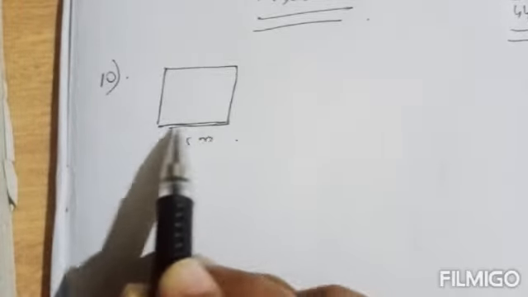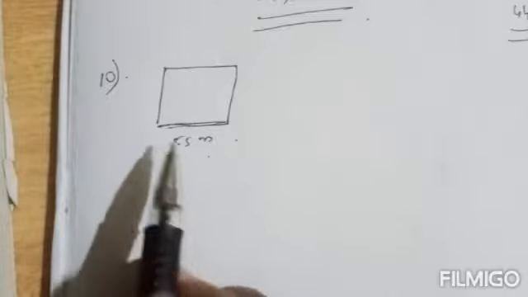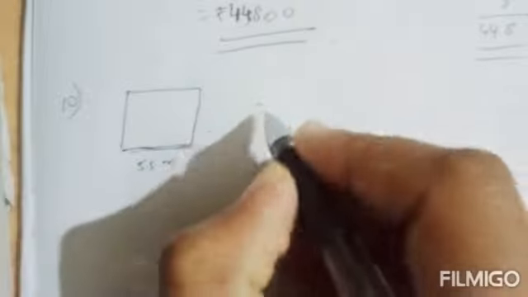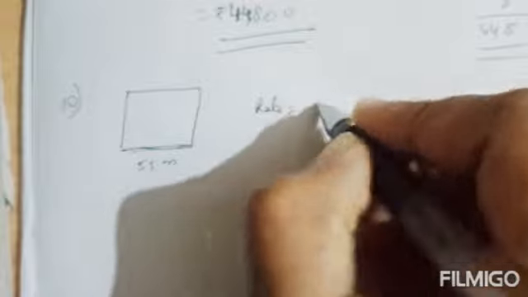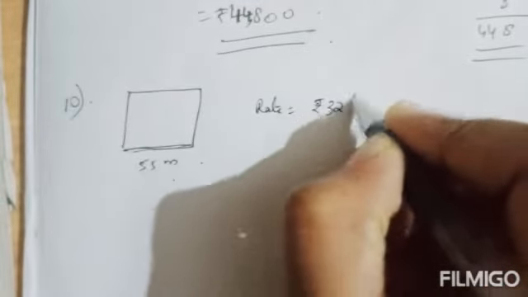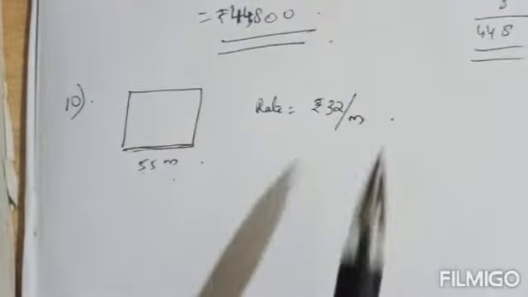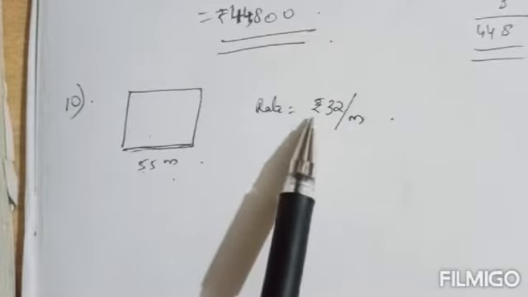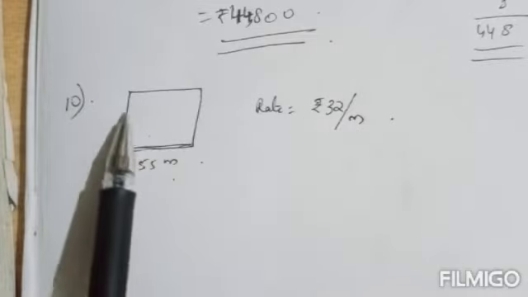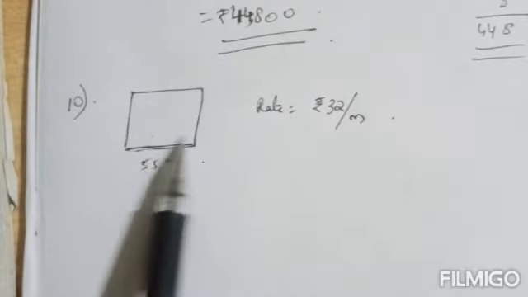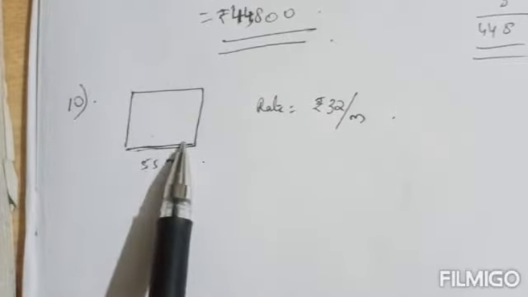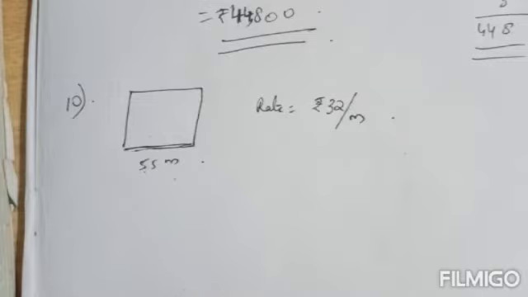So here a square plot of land, the length of its side is given 55 meter. You have to find the cost of fencing this plot, and the rate is given rupees 32 per meter. For fencing 1 meter, it will cost rupees 32. So for fencing the whole square plot, how much will it cost?